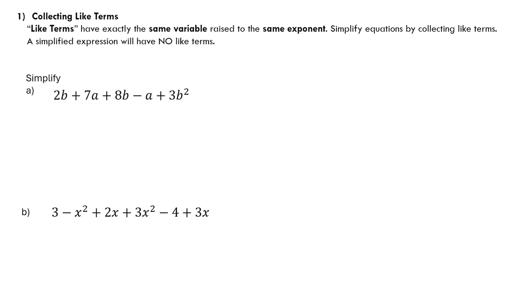In this exercise, we're asked to collect like terms having the same variable raised to the same exponent. Simplify expressions by collecting like terms. A simplified expression will have no like terms. So we've got this example A, 2b plus 7a plus 8b minus a plus 3b squared. We have a single term that has b raised to the exponent 2, just a single term, so we'll just write this by itself.